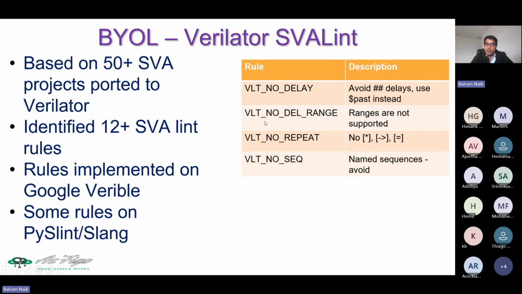And if you go to the rules, there are no delays. Instead of delay you have to use past, as I showed in the example. There is no delay range supported, and no repetition; the consecutive operators and equal are not implemented. So no sequence is implemented yet, except that you have to do little tweaks in this format, but otherwise I think 95 to 98% accepts your traditional way.